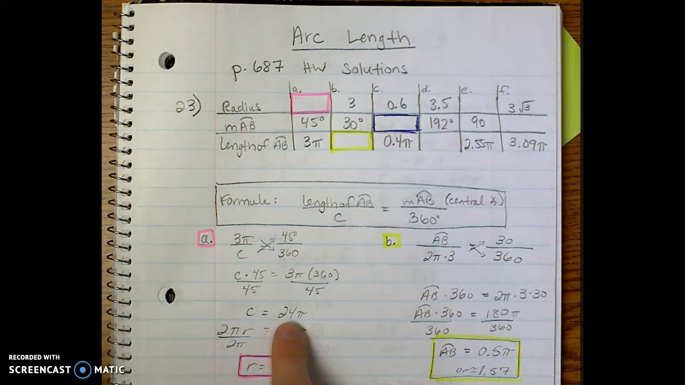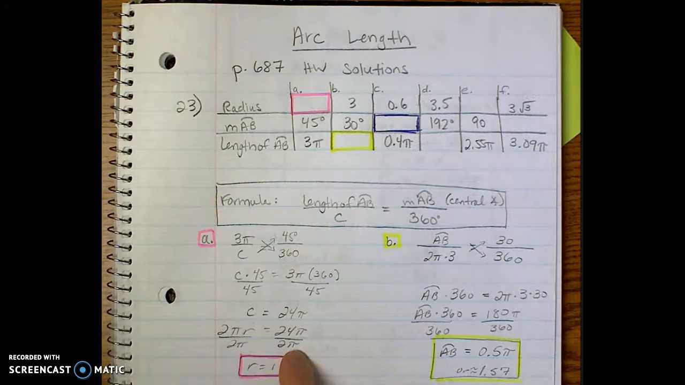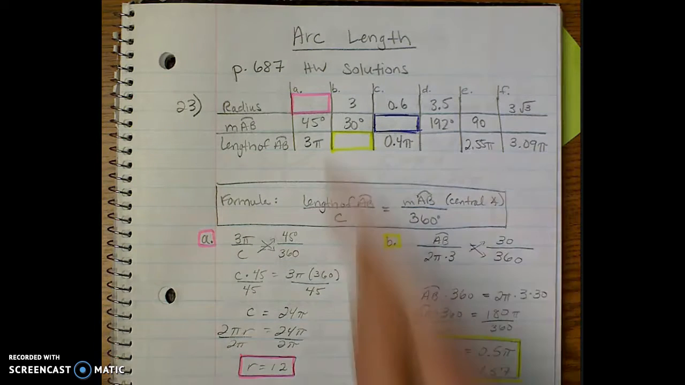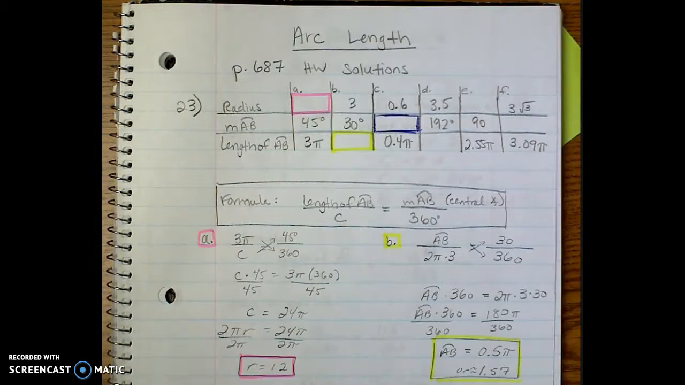Now we also know that the circumference is equal to 2 pi times the radius. So I can substitute this for my circumference, and then by dividing the 2 pi on both sides, I can figure out that my radius is 12. So that first blank, that pink box in the chart, should be 12.